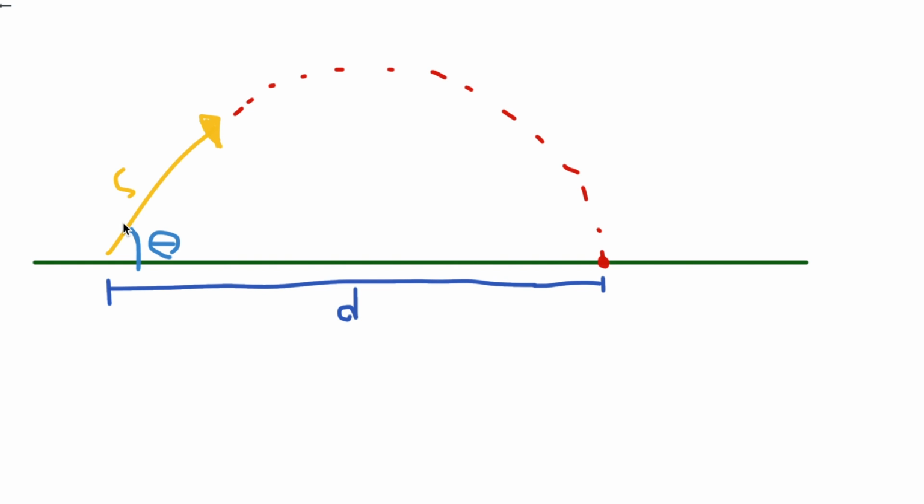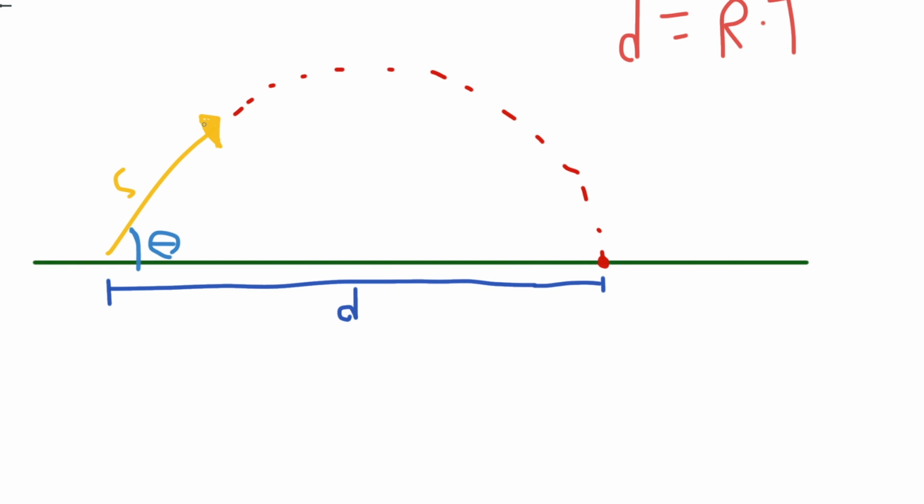The first step is to figure out what the components of the launch velocity are. We're going to use the formula distance equals rate times time. So we have to figure out the time it's in the air and the rate it's traveling at. So how do we figure that out?